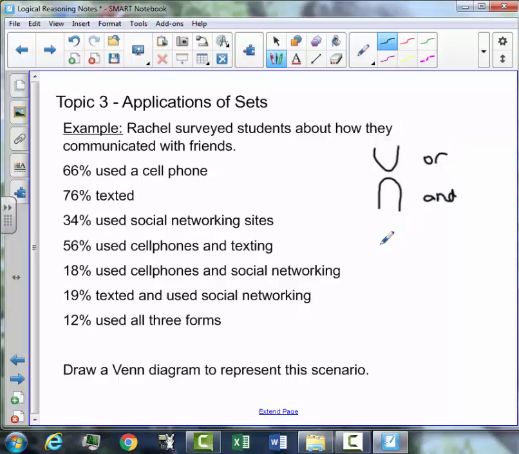Other symbols we've learned: if you put a little dash next to it, that's known as a complement. That's kind of the opposite. There's also the empty set, where it's physically impossible. This is the subset symbol. And then there was another symbol, a slash, where it was like A but not B. Those are some of the symbols we've been working with.